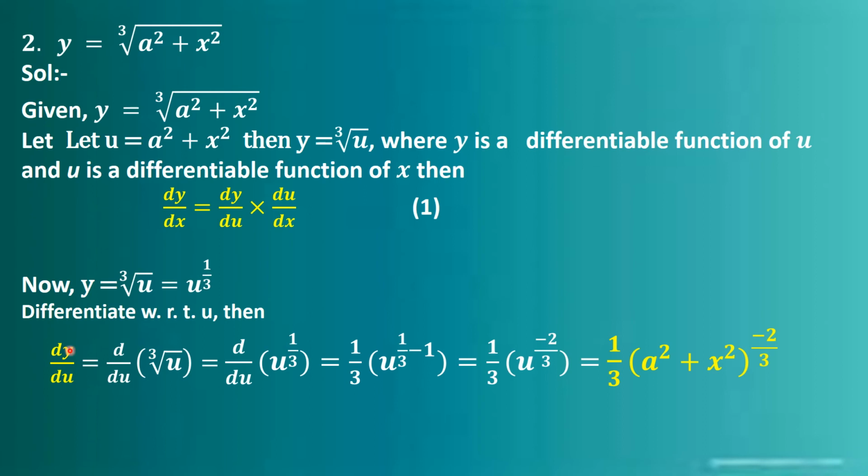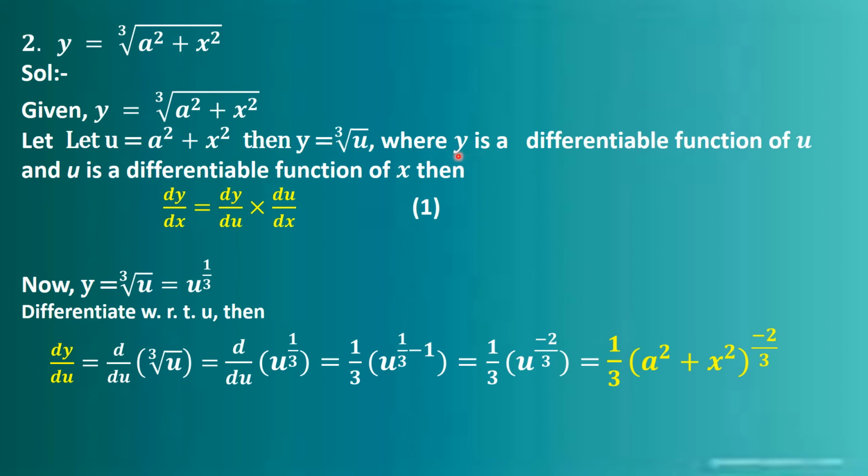Question number 2. y is equal to cube root of a square plus x square. So the solution is, we write the given function y is equal to cube root of a square plus x square. Now we will consider the inside function as u. So the function y will become cube root of u. It is just like cube root of x.